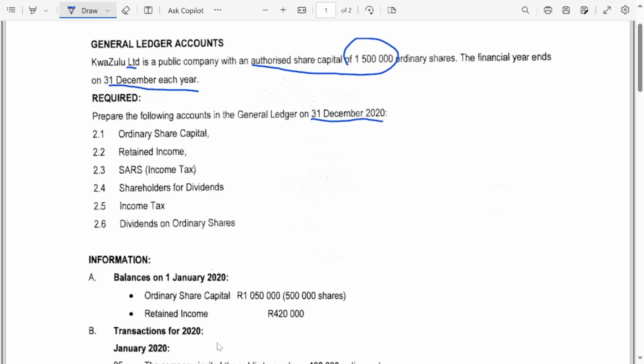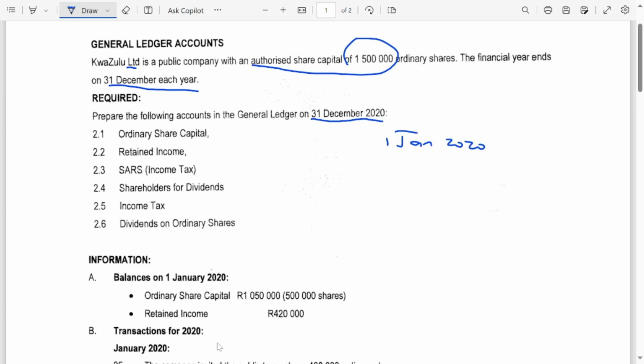Right? So the year ends on 31 December 2020. So meaning that the year starts on 1 March 2019 and then it ends on 31 December. Sorry, I'm making a mistake. Because they are saying the year ends on 31 December 2020, it means this year starts on 1 January 2020 and then it ends on 31 December 2020.